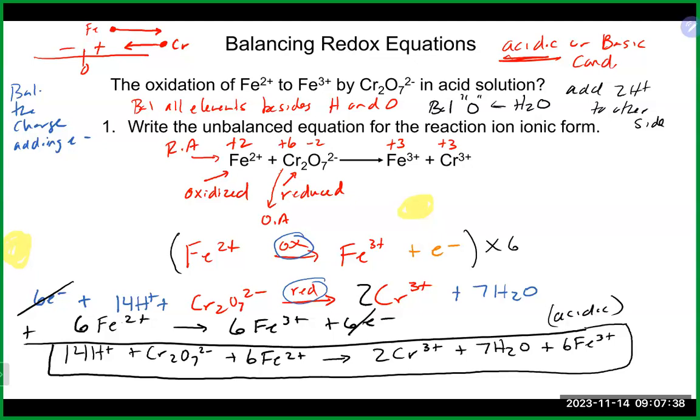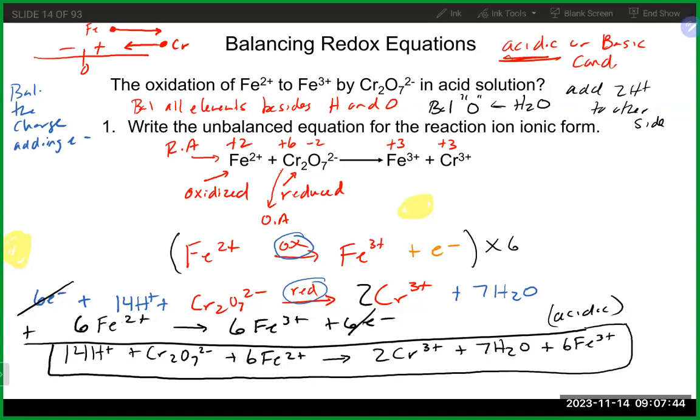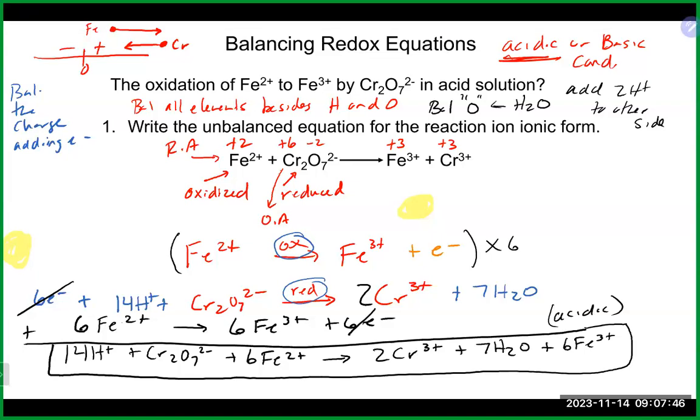How do I know if I did this correctly? As I mentioned before, it should be balanced 2 ways, just like a normal equation, which means I should have the same number of elements on each side. So if we take a look at it quickly here, I got 14 hydrogens there, 14 there, so that's good. I got 2 Crs there, 2 there, so that's good. I got 7 oxygens there. I got 7 there, so that's good. I got 6 irons and 6 irons, so that is balanced.